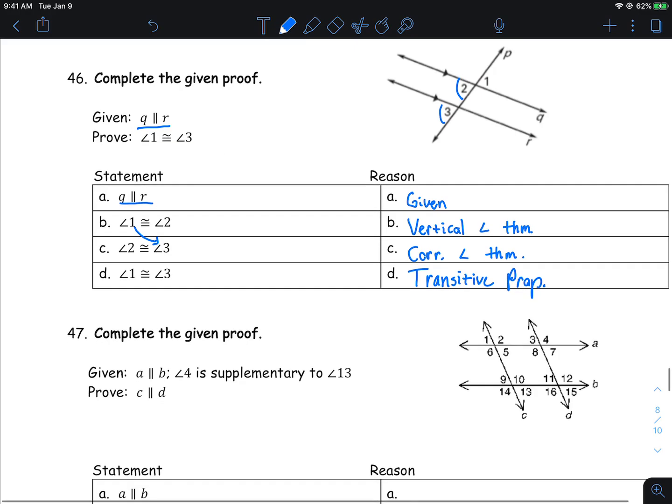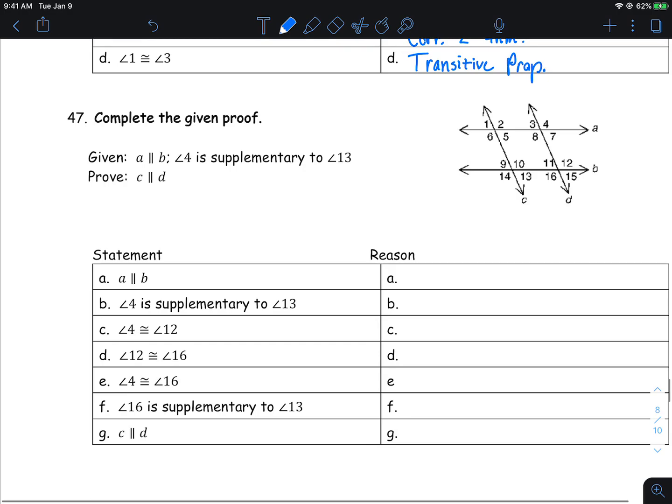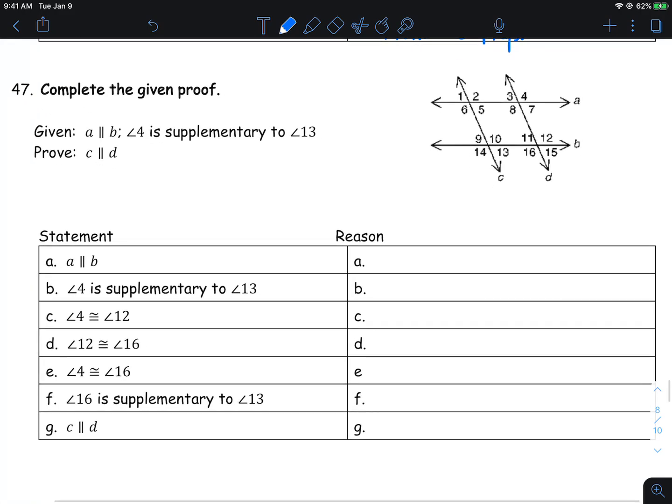So that's that. Moving along here on number 47, you're starting out with some lines being parallel, and then we're going to prove that some other lines are going to be parallel. It's kind of like the one from your quiz here. And a couple of things we'll say about this, but we'll get to it. So A is parallel to B. That was given to us.